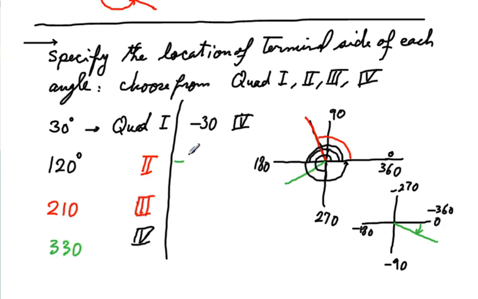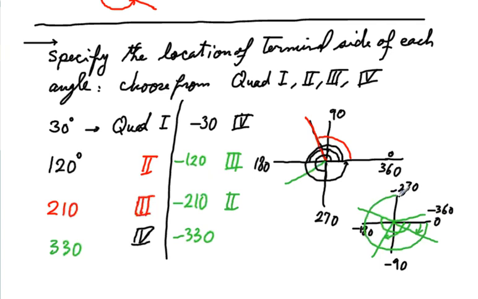If you are at an angle of minus 120, you have made it here. So you are in quadrant 3. If you are at minus 210, you have made it here. So it's quadrant 2. Minus 330, you are here. That is, you started, turned around, you came to quadrant 1.